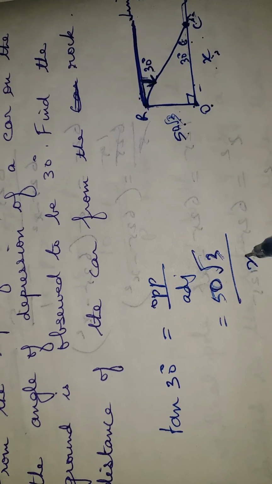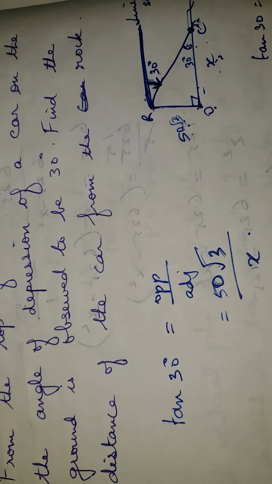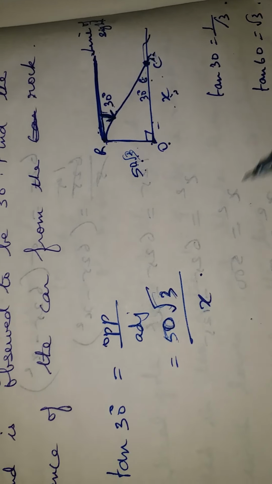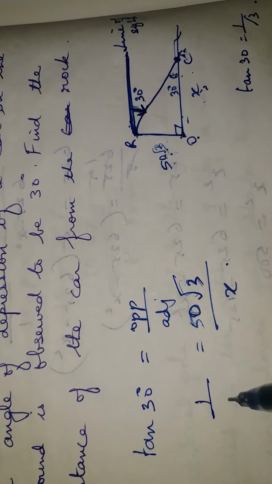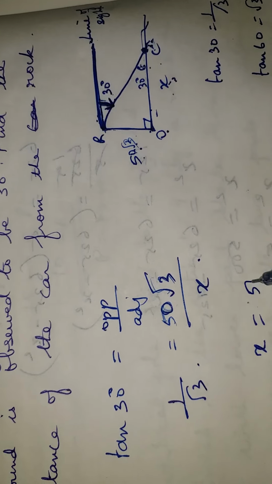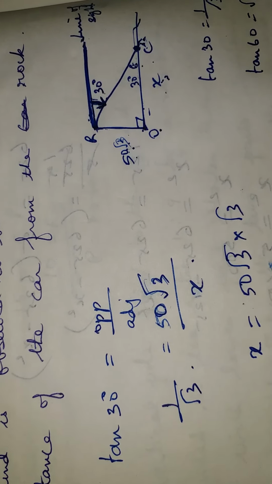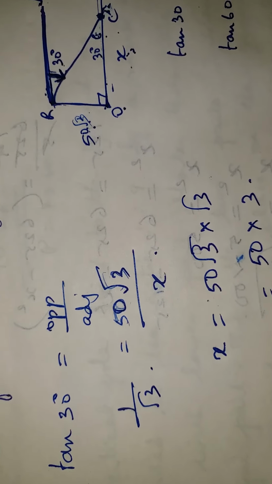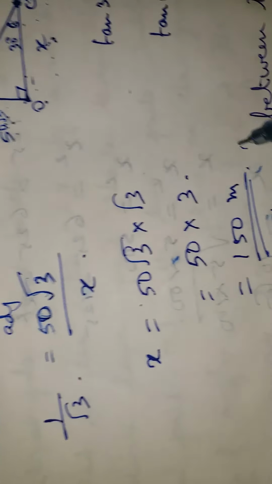So tan 30 is equal to 50 root 3 divided by x. Tan 30 is equal to 1 by root 3. You must remember the values. Tan 60 is equal to root 3. Now you need tan 30, which is 1 by root 3. So now x is equal to what? Cross multiply: 50 root 3 into root 3. Root 3 into root 3 is 3, so 50 into 3 is equal to 150. So the distance of the rock to the car is 150 meters.